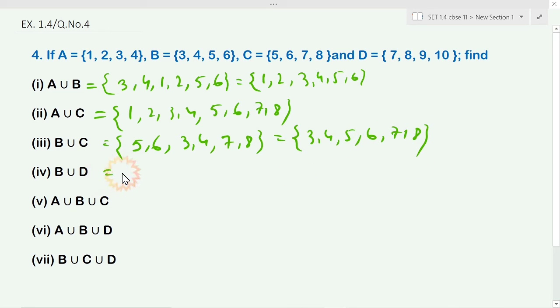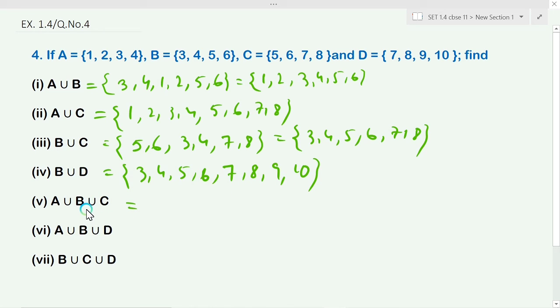For B union D, is there any common number between B and D? No. So just write the numbers in order. Okay, that is 3 4 5 6 7 8 9 and 10.